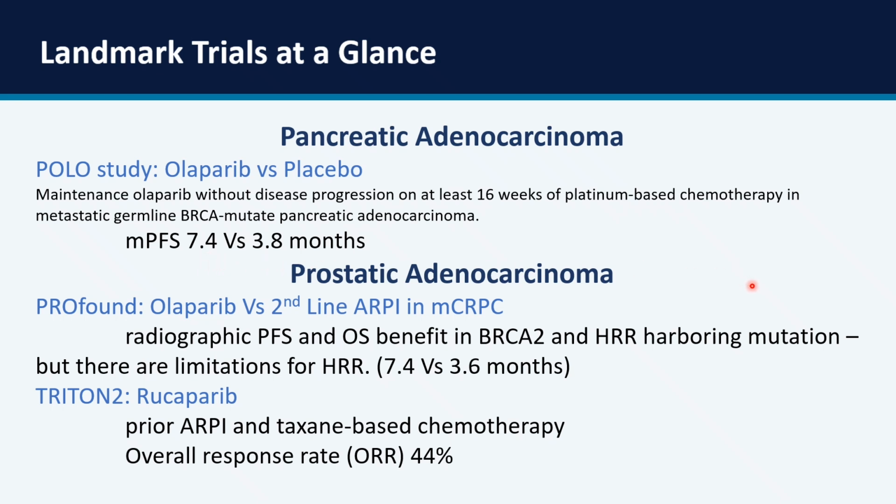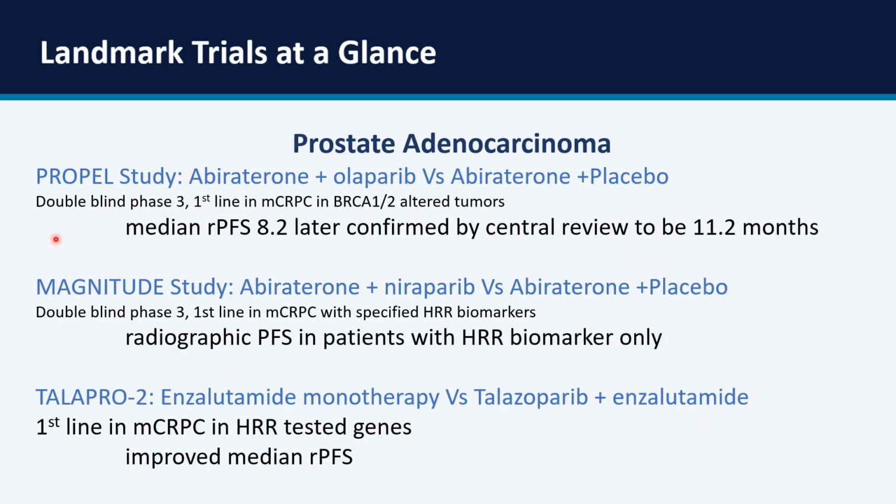Regarding prostatic adenocarcinoma, there are multiple studies like the PROfound study that investigated olaparib versus second line ARPIs in metastatic castration resistant prostate cancer. Again, radiographic PFS as well as OS benefit, and TRITON2 investigated rucaparib, and they had an overall response rate of 44% after taxane based chemotherapy. The other is PROpel. These studies are combination studies.